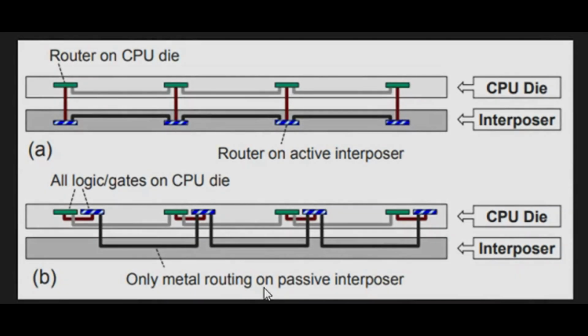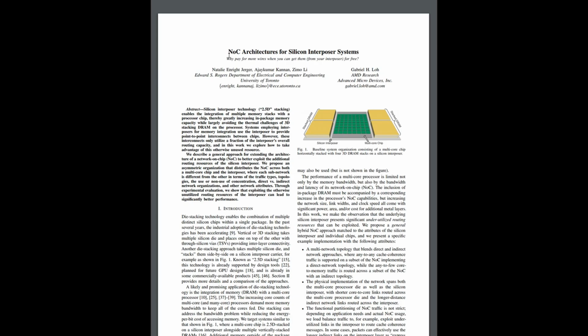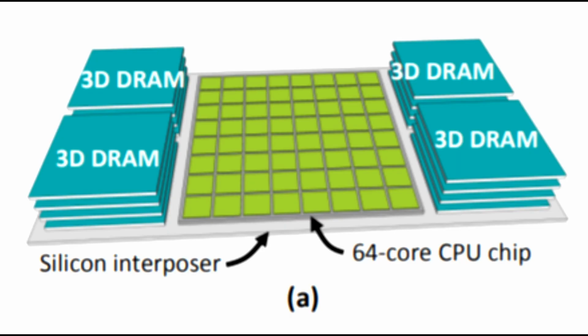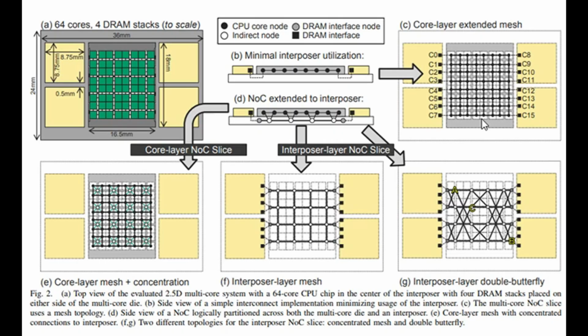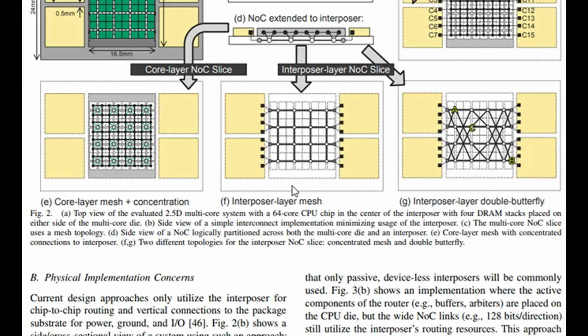We moved on from the passive interposer at the bottom here, and we now have an active interposer with a network on chip running on both the CPU and the interposer. And in the paper NOC Architectures for Silicon Interposer Systems, they took a 64-core CPU chip and stuck it on an interposer along with some memory. The authors employed a conventional mesh-like topology covering the 64-core die and a concentrated mesh on the interposer layer.